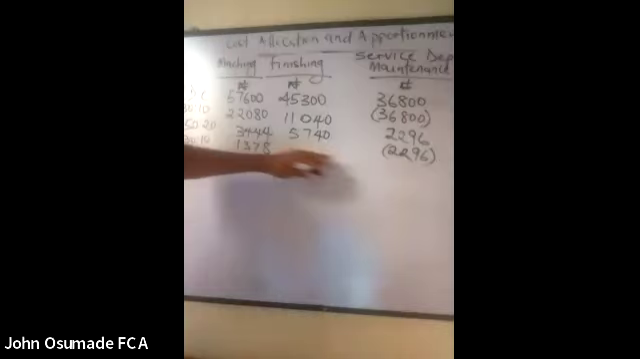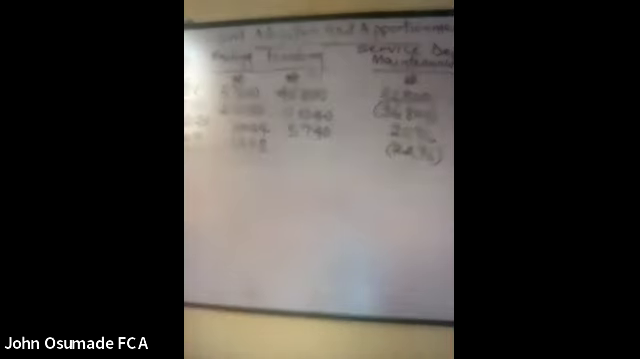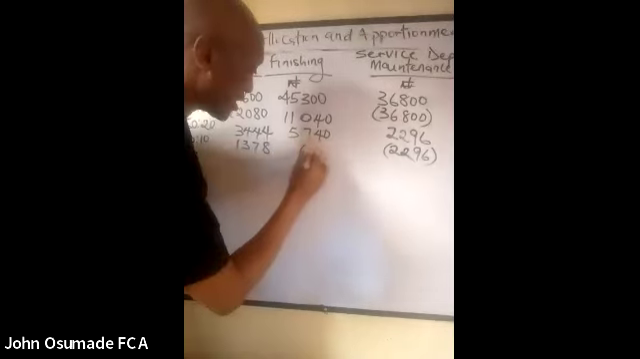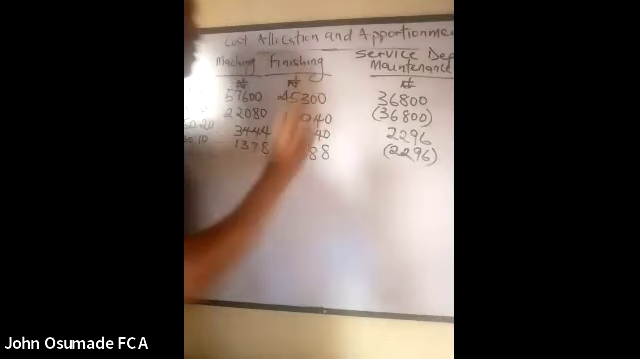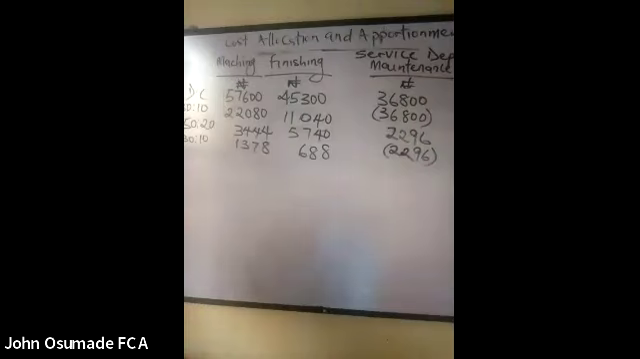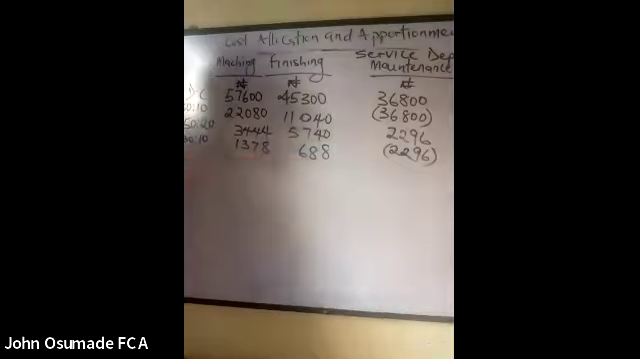But give me the balance now, 30%. It should be 6 something. 688.8. It should be 688.8. That will be 688. We can't approximate it because if we do, we'll end up having 2297. So this one should remain like this.